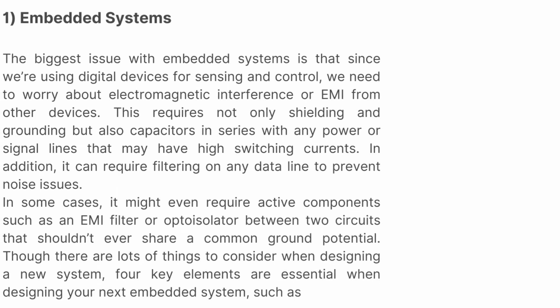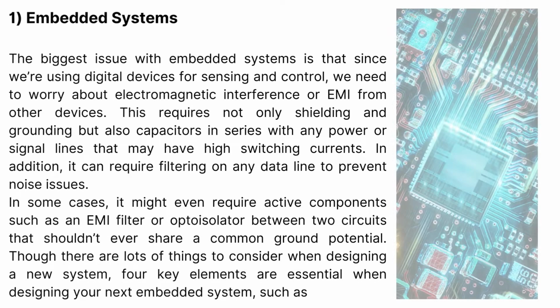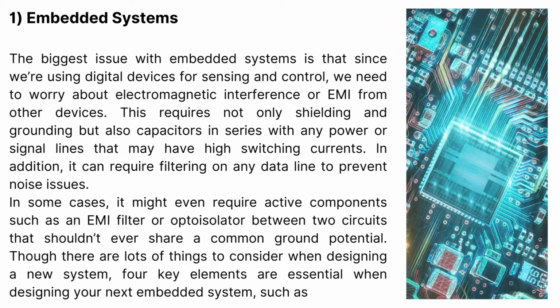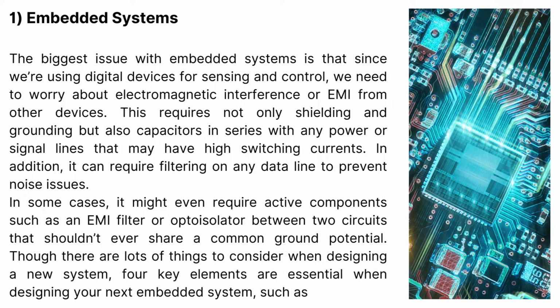1. Embedded systems. The biggest issue with embedded systems is that since we're using digital devices for sensing and control, we need to worry about electromagnetic interference or EMI from other devices. This requires not only shielding and grounding but also capacitors in series with any power or signal lines that may have high switching currents. In addition, it can require filtering on any data line to prevent noise issues. In some cases, it might even require active components such as an EMI filter or optoisolator between two circuits that shouldn't ever share a common ground potential.